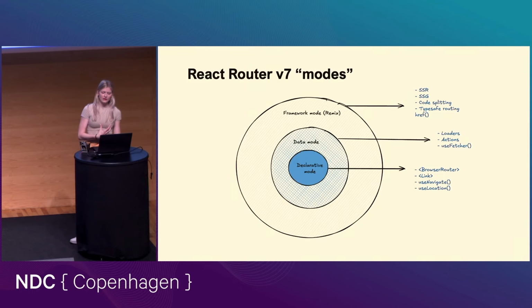But then by moving the route configuration outside of React rendering, data mode adds data loading, actions, pending states, and more APIs like loader, action, and use fetcher. And then finally, framework mode is wrapped with a Vite plugin, which provides the full React Router experience, including everything Remix had, like intelligent code splitting, SSR, plus it adds a type-safe route module API, like a utility that you wrap around your links, and then it also enables static rendering.